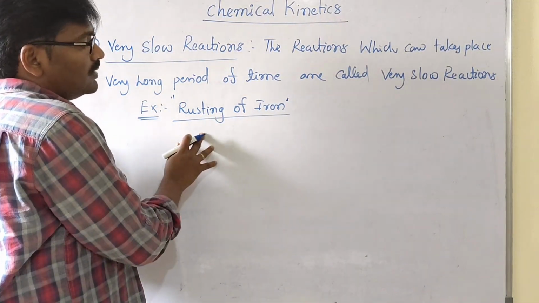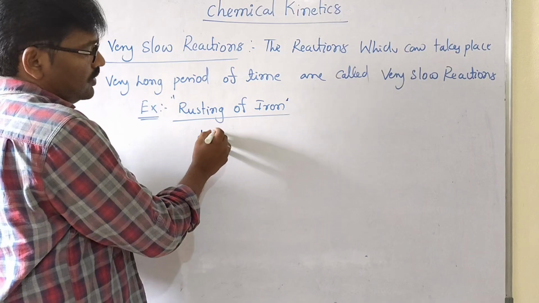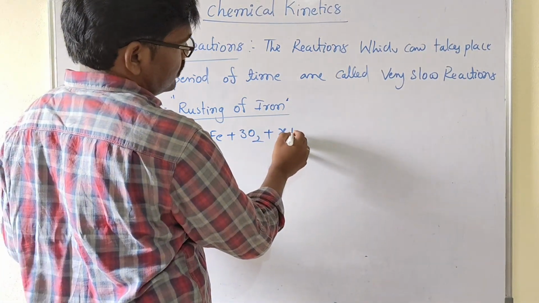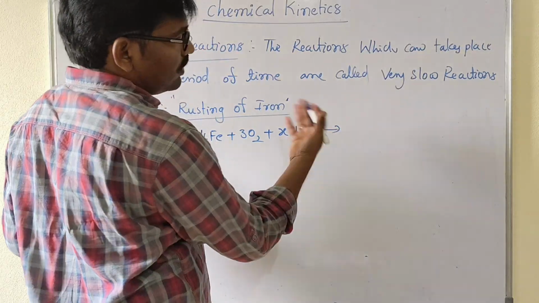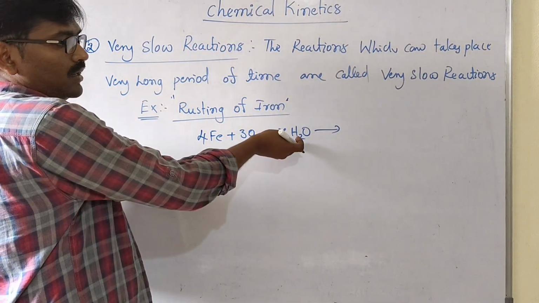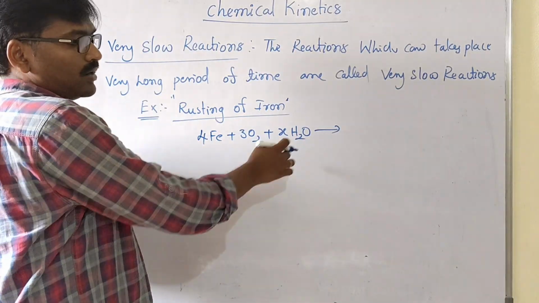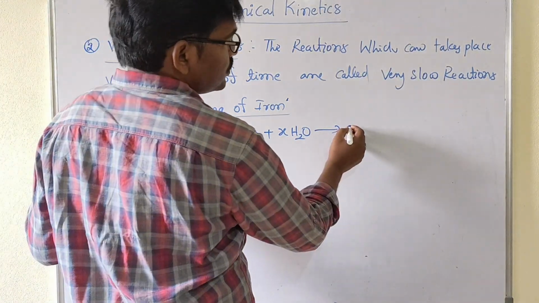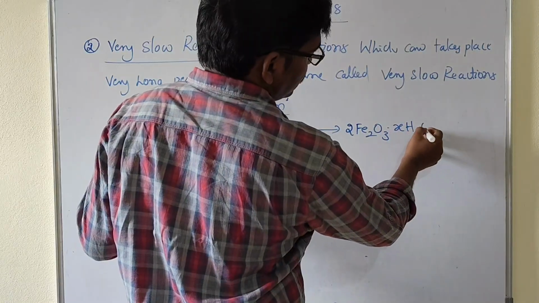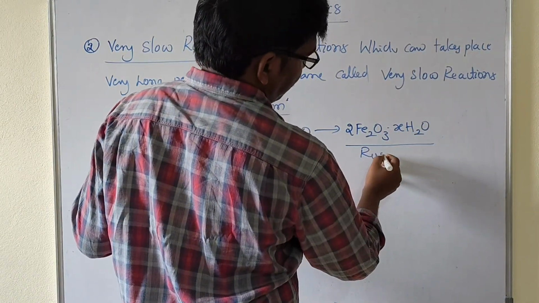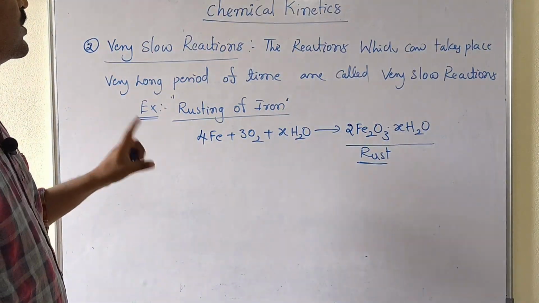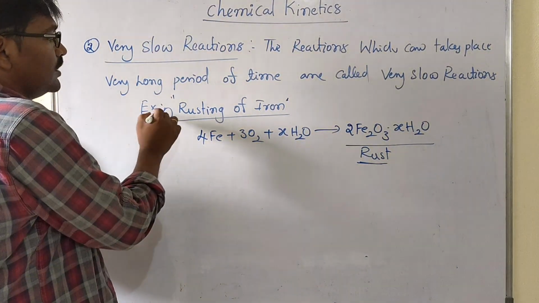The chemical reaction for the rusting of iron is 4Fe plus 3O2 plus X moles of H2O. So iron, oxygen and water are involved in the reaction. Water is in the atmosphere, water drops, whatever it is. So that gives 2Fe2O3.XH2O. This is rust. Remember, they will ask the formula of rust also. So rusting of iron is one example for very slow reactions.